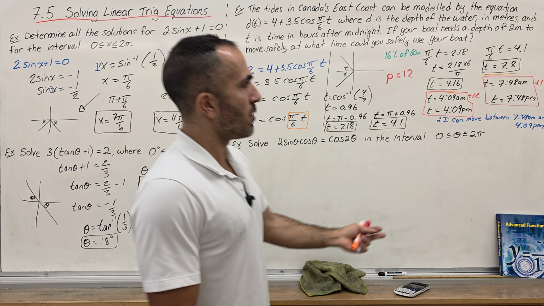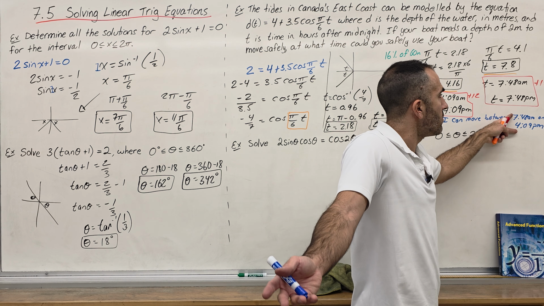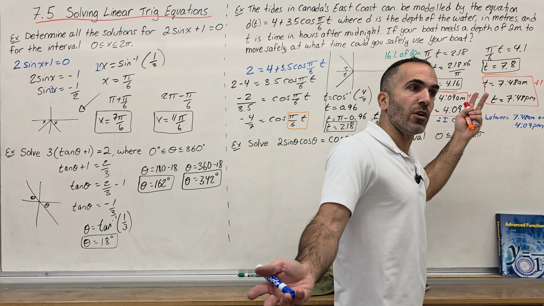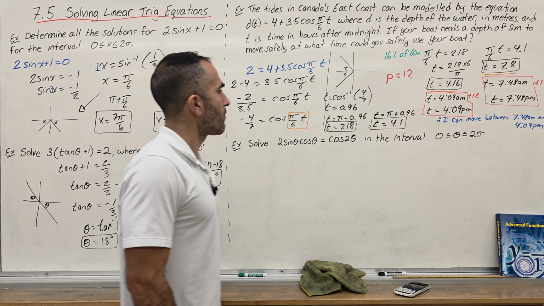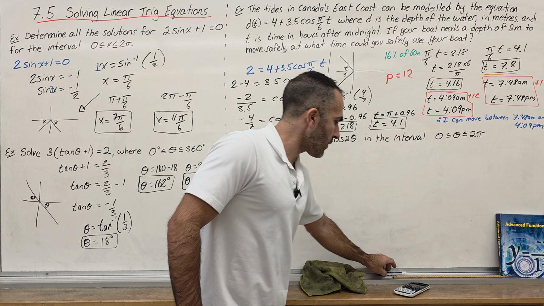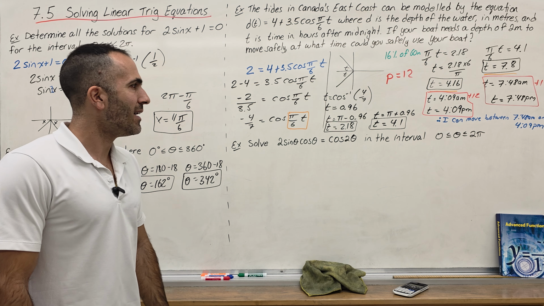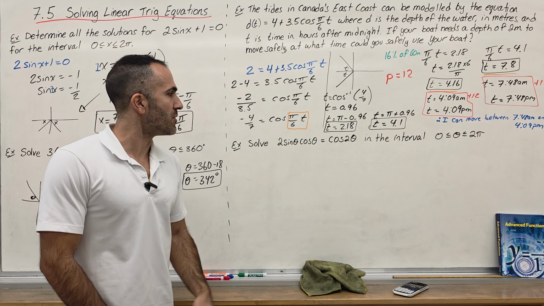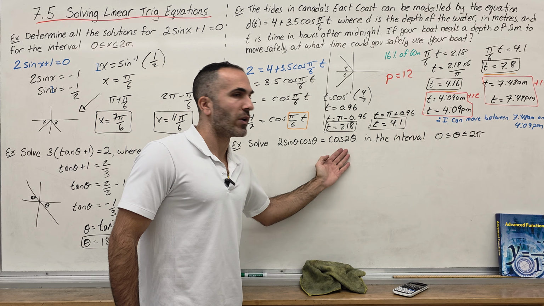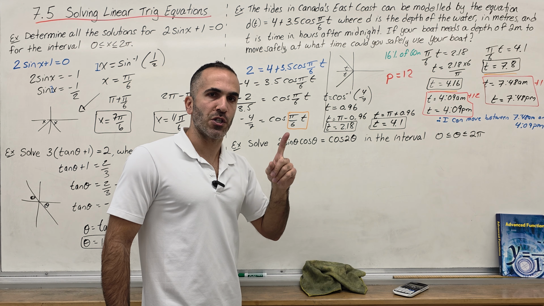If you don't feel safe, you can plug in a point between these times, 12, 10, and it should be greater than 2. Okay, last one. This is where identities come back. Identities make a comeback. I cannot solve a trig equation when I have multiple trig functions. I cannot do it. I have to have one trig function.